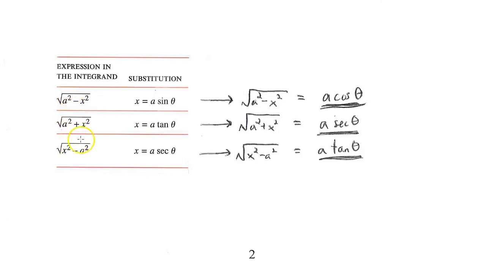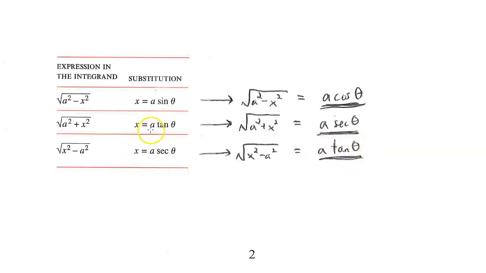We have these three different types of expressions that we're going to have somewhere in our integral. If you have the square root of a squared minus x squared, the substitution you're going to make is x equals a sine theta, and when you plug it in, it simplifies to a cosine theta. When you have a squared plus x squared, the substitution is x equals a tangent theta, and it simplifies to a secant theta. And when we have x squared minus a squared, the substitution is x equals a secant theta, and it simplifies to a tangent.